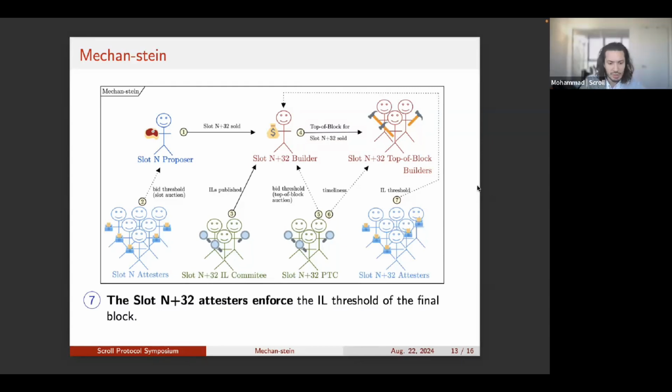Yeah, we have a question from Sarah in the chat. I'm going to read it out loud. It says, I'm a bit confused how the inclusion list committee comes up with the inclusion list. Do they run their own consensus protocol?